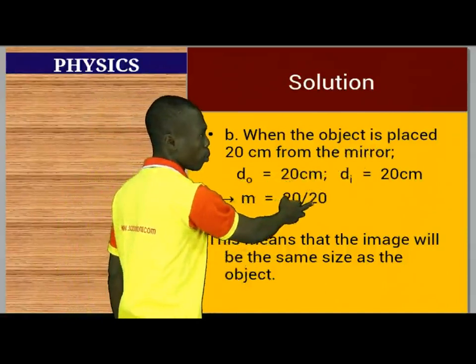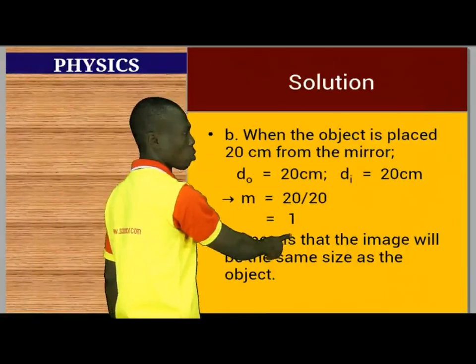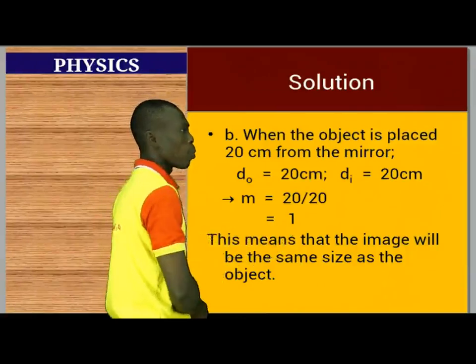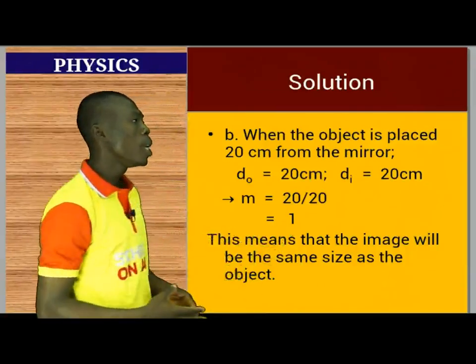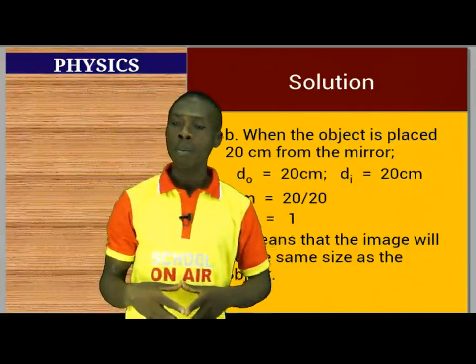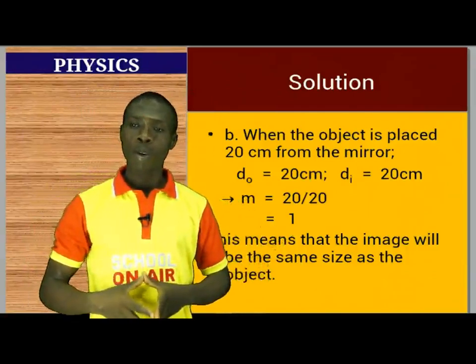Object distance over image distance, which is what? 20 over 20, and that gives us what? 1. So when that happens, we say that this means that the image will be the same size as the object. So let's take note of that.